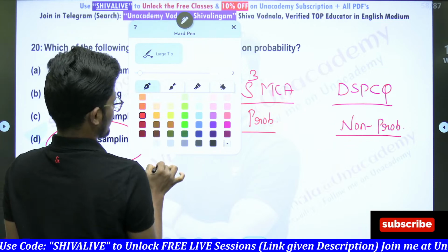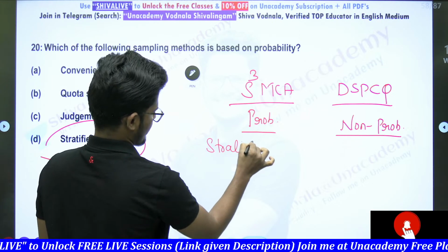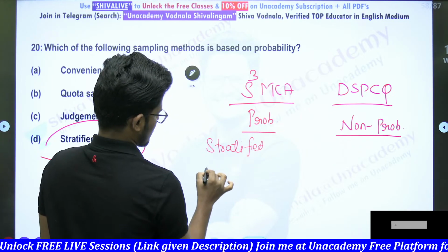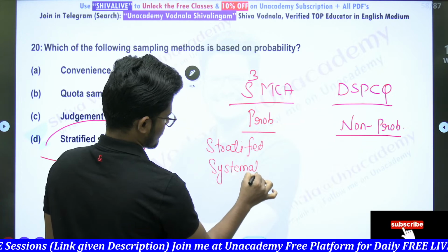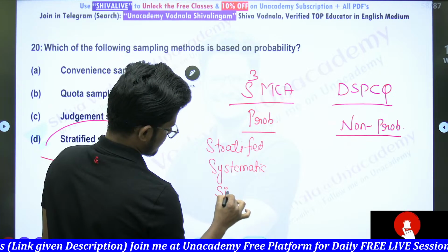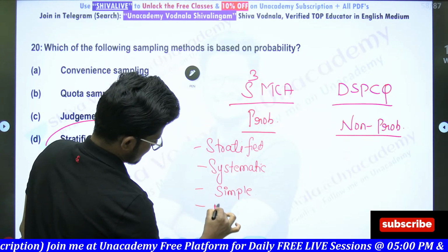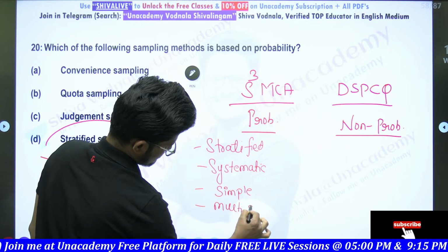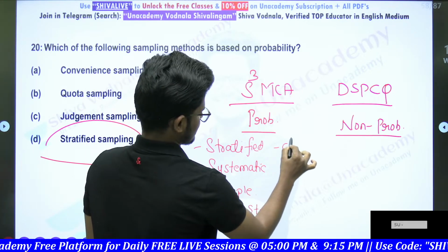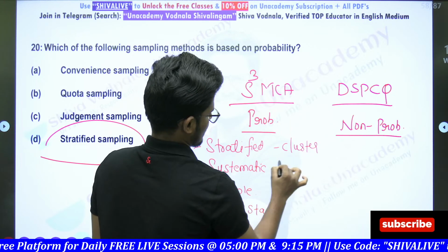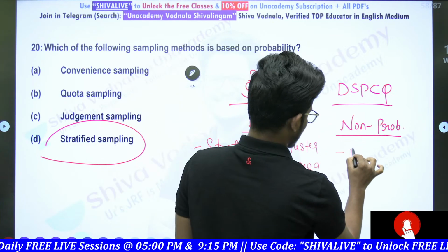Now here, probability sampling methods, yes: stratified and systematic sampling, simple random sampling, 1, 2, 3, S cube, MCA, multi-stage, and after that C stands for cluster, A stands for area, right?